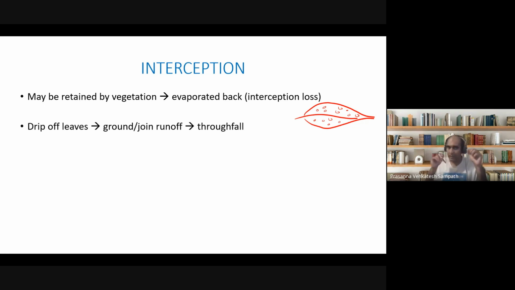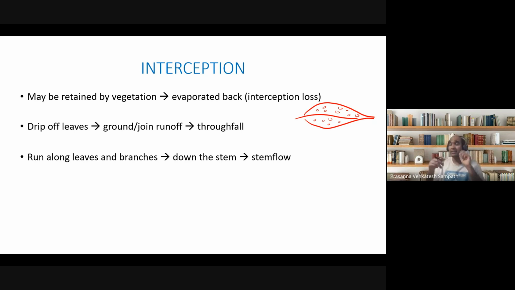Okay, the water droplets on the leaf can evaporate back. That's interception loss. They can drip off the leaves and fall on the ground, join the runoff, and that process is called throughfall. And another process is that these drops can run along the leaves and branches, and then down the stem of the tree, and that process is referred to as stem flow. Okay, so these things can happen, right?